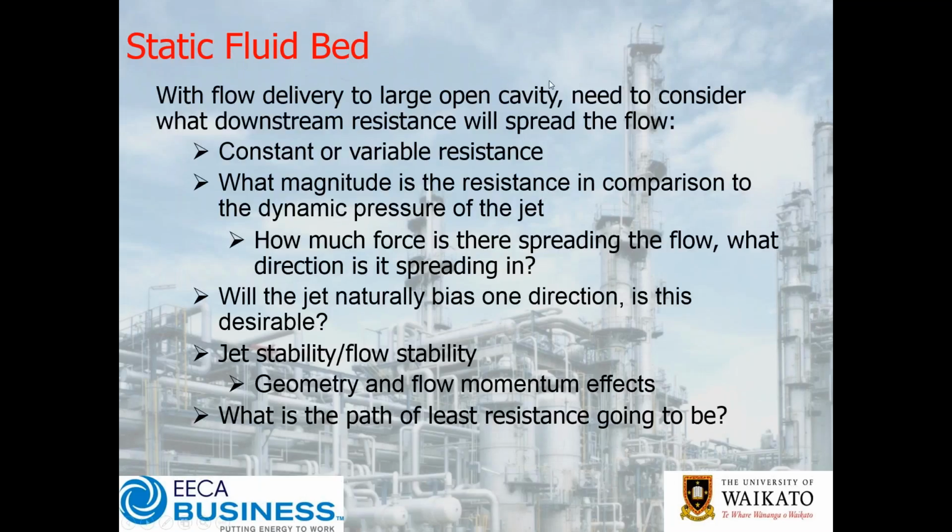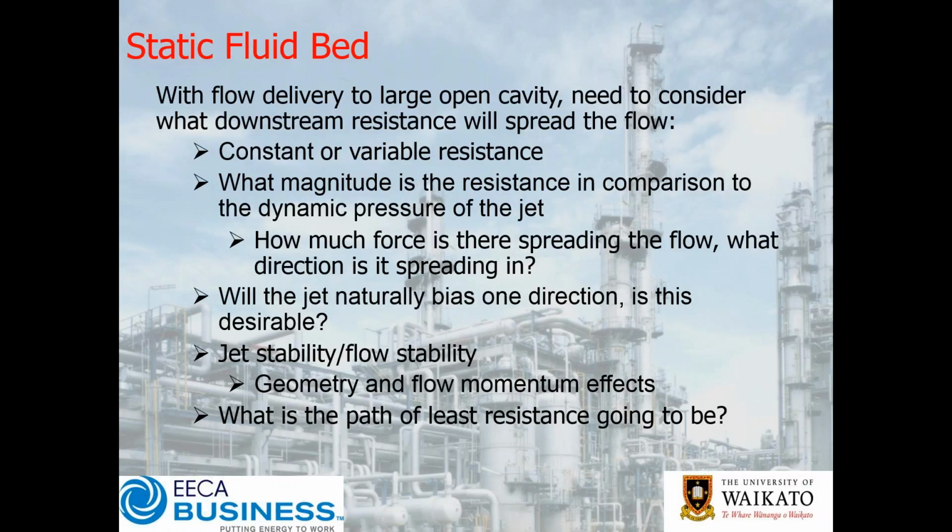Okay, and so to sort of demonstrate what we're talking about here, if we get the flow delivery to a large open cavity, like underneath a bed like this, for example, you need to consider what downstream resistance is going to spread the flow. Now, a lot of people make the mistake that, oh, we've got plenty of back pressure, so the flow will spread naturally. Now, that may be the case, it might not. You can understand the difference between constant and variable resistance, but equally understand how do you get the air from where it's coming in to where it needs to go out.